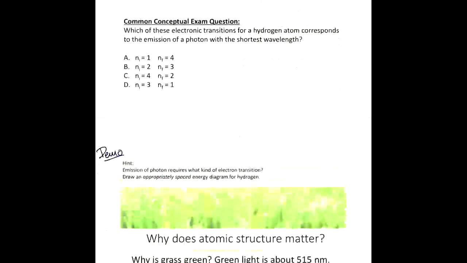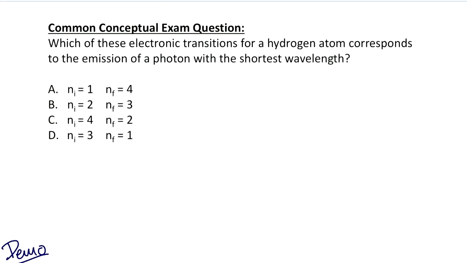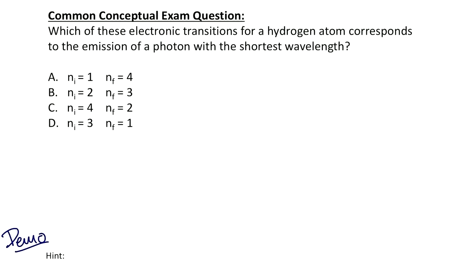Okay, let's do one more that is really common on the exam, and then I'll do a demo. Which of these electronic transitions on a hydrogen atom corresponds to the emission of a photon with the shortest wavelength? Okay, so it's all about reading comprehension here. What's the question asking? What am I looking for? So first, let's just read this. So I know that I'm picking a transition from different energy levels. So emission of a photon.